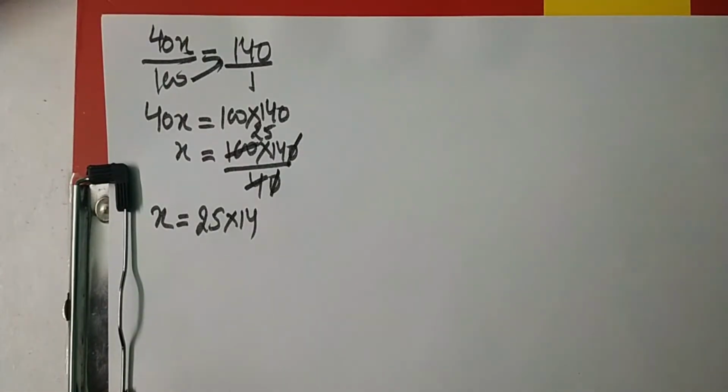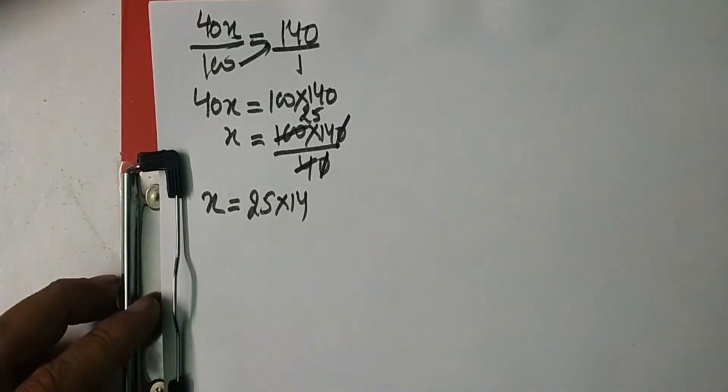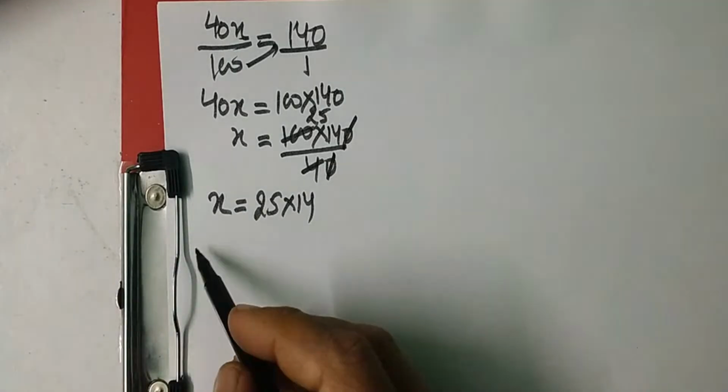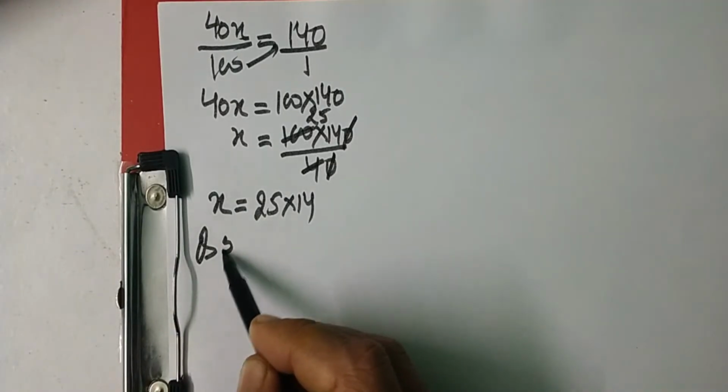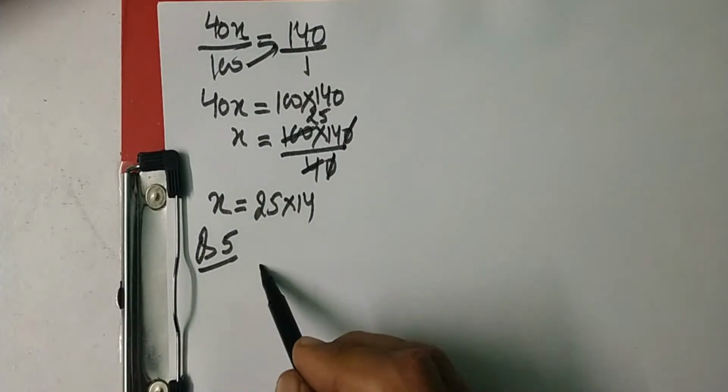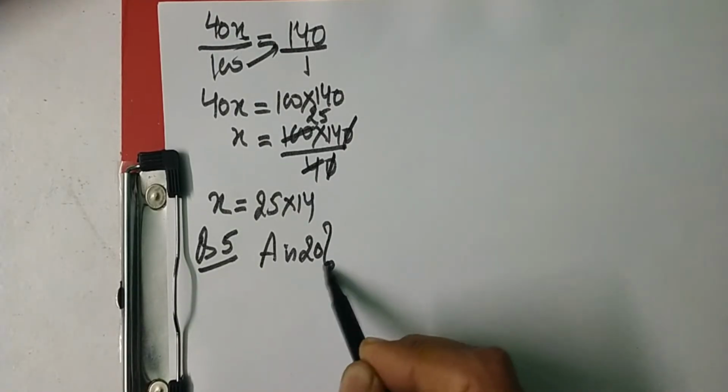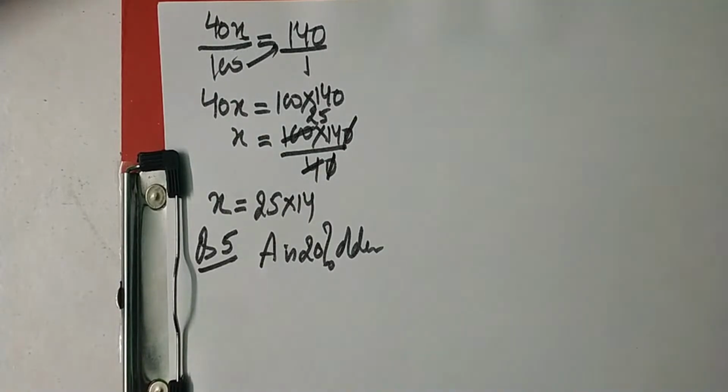Now, which question do you want first? Question number 5 or question number 6? A is 20% older than B. By what percent is B younger than A? So how will you do this? If A is 20% older than B, how will you do this? Question number 5. A is 20% older. That means B is younger.